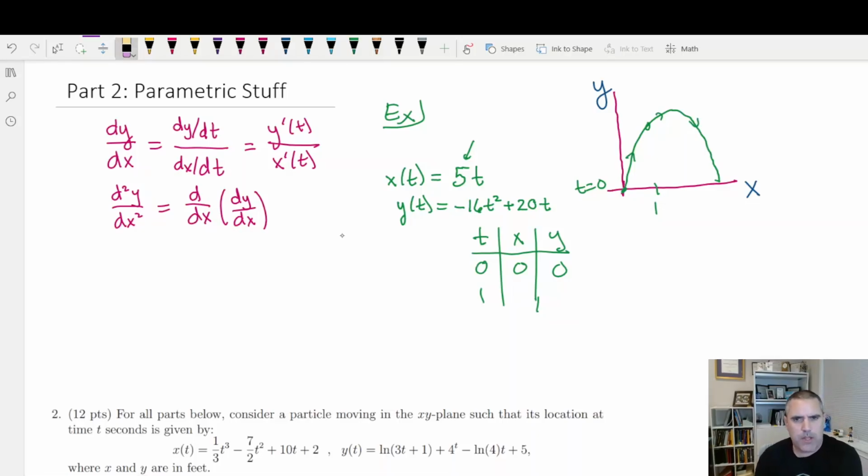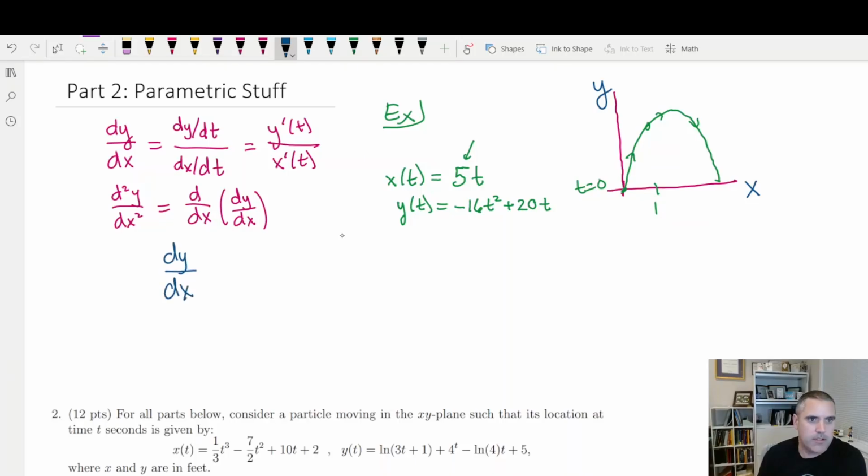Since our goal in Math 124 is to be able to take the derivative of anything, we need to be able to take the derivative of such situations. And it turns out the chain rule gives us a way to do this. dy/dx is dy/dt over dx/dt. So basically what we call that top thing is the vertical velocity. If we take the derivative of just the y, you get negative 32t plus 20.